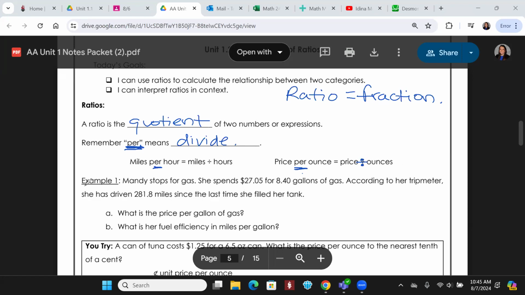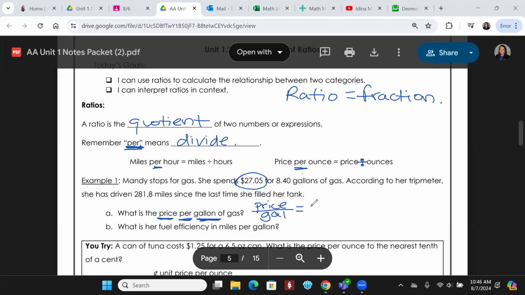Okay. So example 1, Mandy stops for gas. She spends $27.05 for 8.40 gallons of gas. According to her trip meter, she has driven 281.8 miles since the last time she filled her tank. What is the price per gallon of gas? So what are they asking for? So they're asking for price divided by gallons.